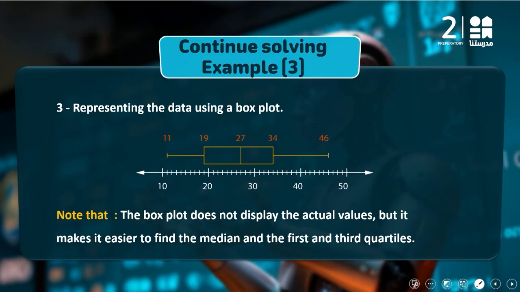the first quartile and the third quartile. But note that the box plot doesn't display the actual values of the data, but it makes it easier to find the median and the first and third quartile. It helps me to find the median, the first quartile and the third quartile.